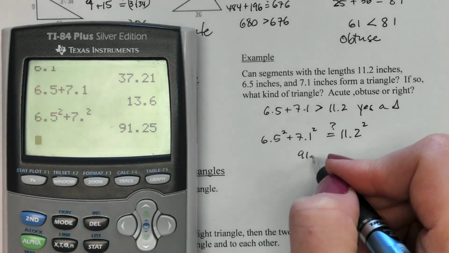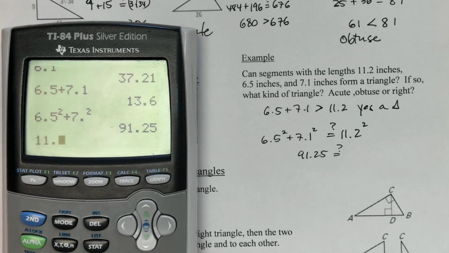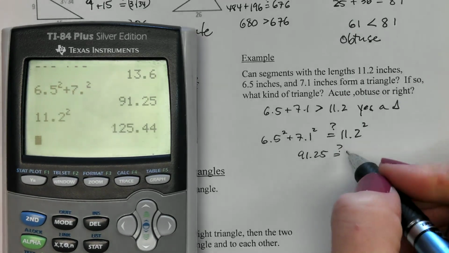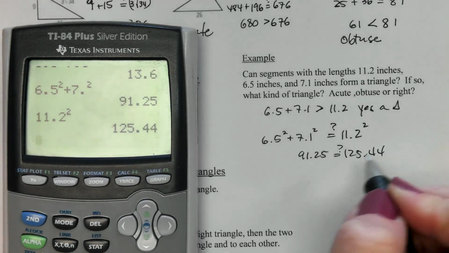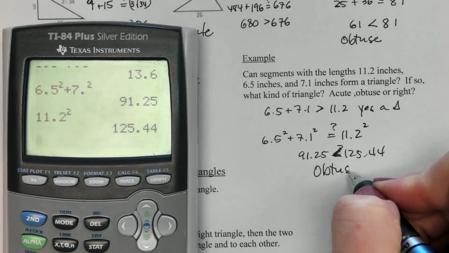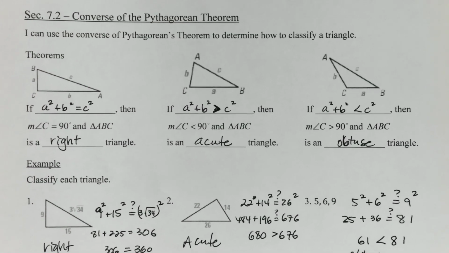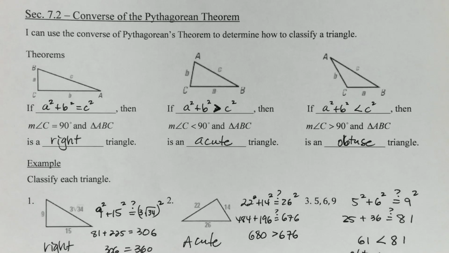This side's going to be 91.25, and 11.2 squared is 125.44. It looks like the hypotenuse wins, so that makes an obtuse triangle. So we just got through those three different types of triangles that can be made with a check on Pythagorean's theorem, deciding if the two sides are bigger than that c side or they are not.